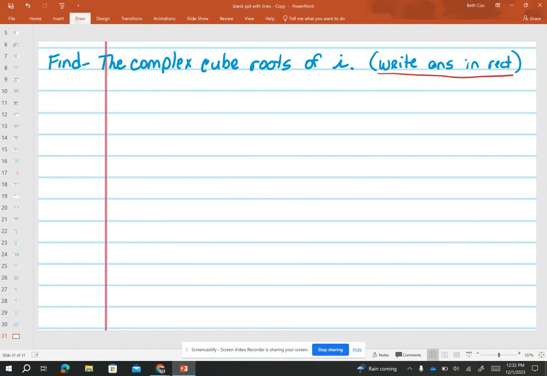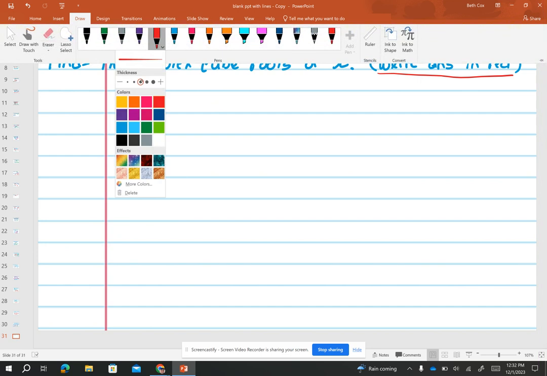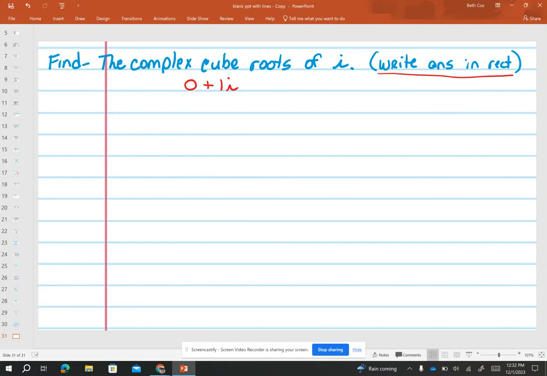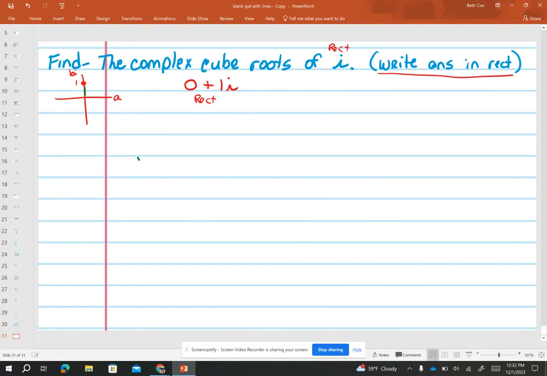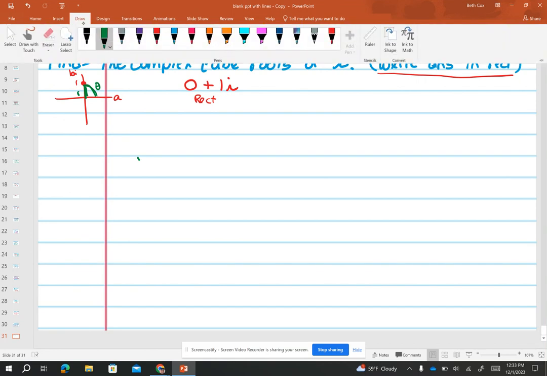If we think about this, i is just 0 plus 1i. And when I graph that, that's 0 on the a-axis and just 1 on the i-axis. Okay, and so when I put this in polar form, because this is technically in rectangular, remember polar form helps me to find the distance from 0. That's my r, which I can logically see is going to be 1. And then my angle, which again I can logically see is going to be 90 degrees. But we will actually go through the motions of doing it so you can see that that makes sense.